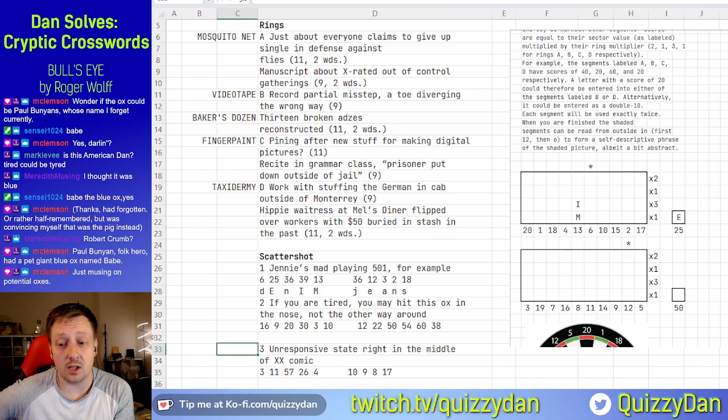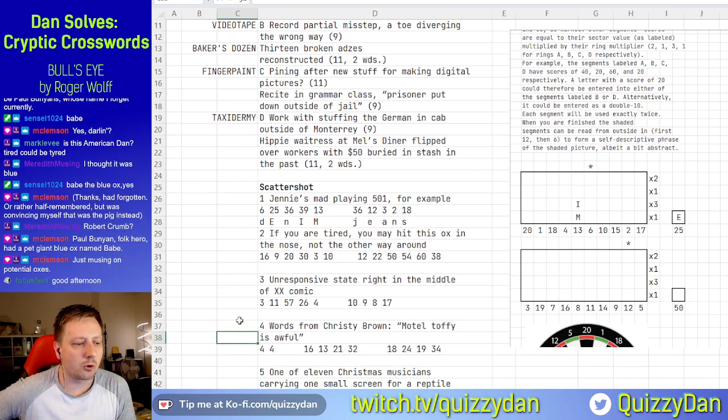Fair enough. These are just words, by the way, Matt Clemson. I'm still absolutely no idea what you're talking about. To me, I just think you're just trying to make a pangram with the word with so many P's and B's in. Anyway, unresponsive state, coma. Got to be coma, or maybe asleep. But then right in the middle of XX comic. Going to come back to 3 as well.